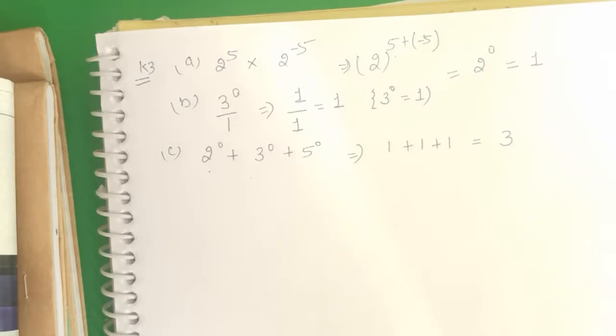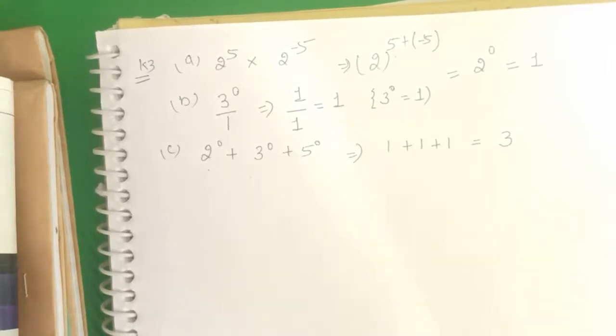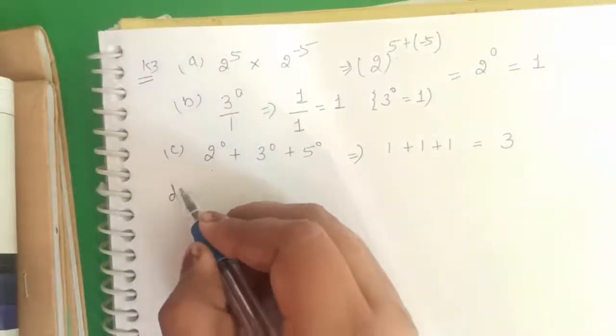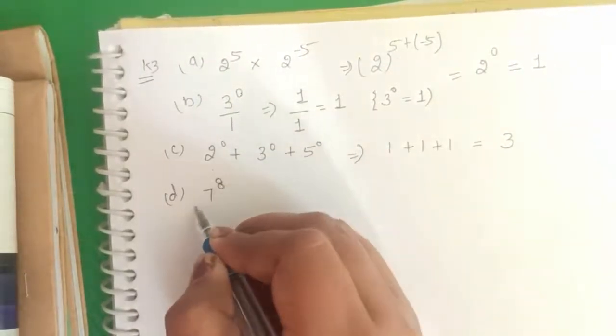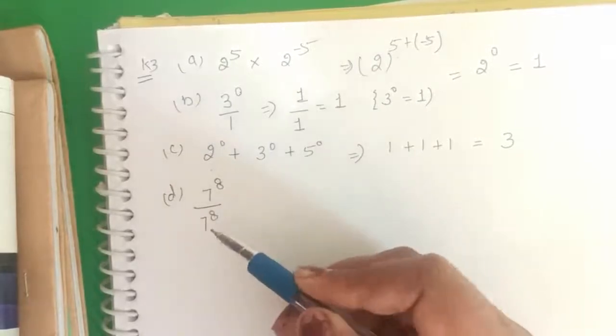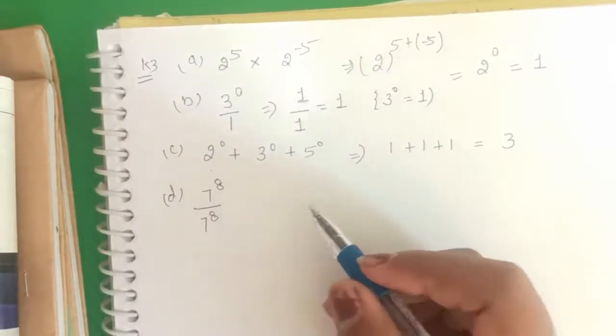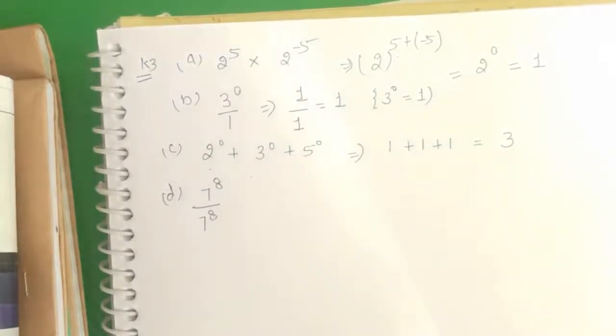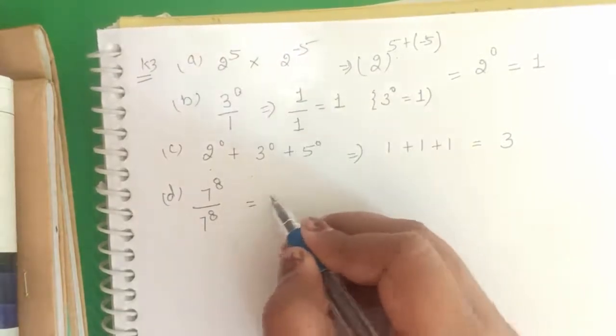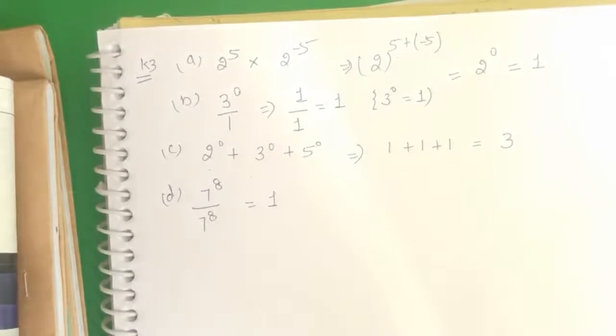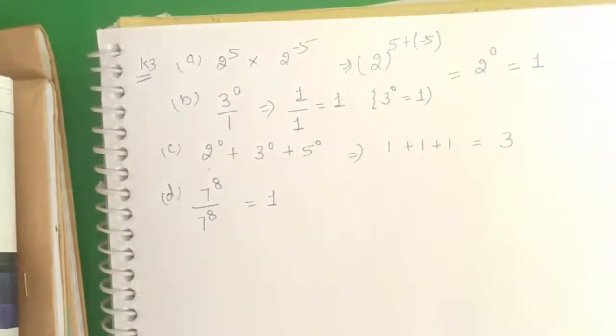Now D part, that is 7 to the power 8 divide by 7 to the power 8. So see, here the base is 7 and the powers are also the same. It means your answer will be equal to 1. Right? Base is same, powers are also same. So it is easily divisible and your answer is 1.